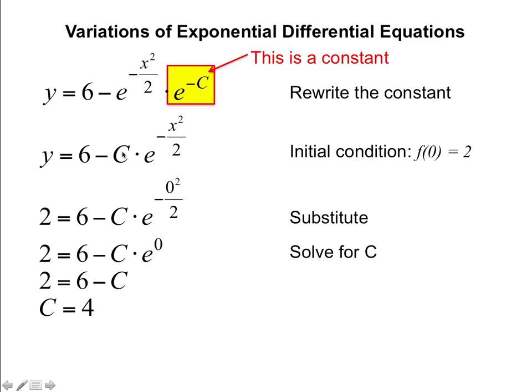So now I can put my 4 back here. My function is 6 minus 4e to the minus x squared over 2. So here's my particular solution. This is my general solution. Remember, general solutions have just the constant of integration there. That represents the family. So here's the particular solution.